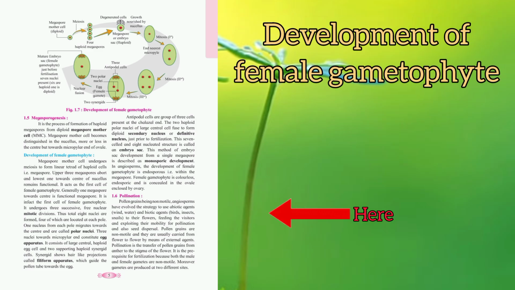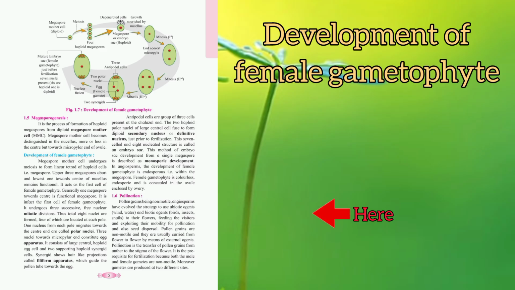Development of female gametophyte. Megaspore mother cell undergoes meiosis to form linear tetrad of haploid cells, i.e. megaspore. Upper 3 megaspores abort and lowest one towards center of nucellus remains functional. It acts as the first cell of female gametophyte. Generally 1 megaspore towards center is functional megaspore. It is in fact the first cell of female gametophyte.